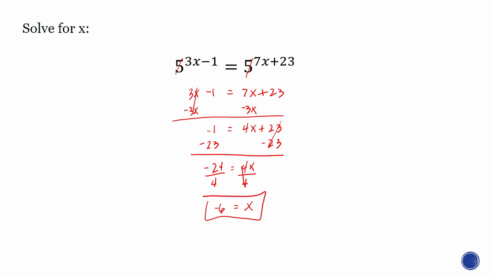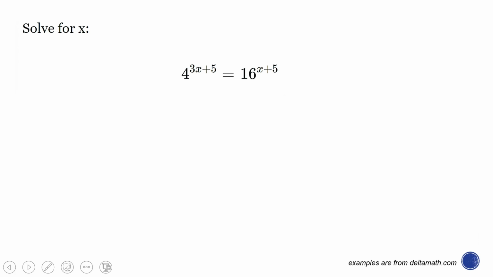So that is the first thing you need to look at, the bases. If the bases are the same, then we can just disregard them and create an equation based on the exponents and then solve for x. Now, what if the bases are not the same? For example, here we have 4 raised to 3x plus 5 equals 16 raised to x plus 5.